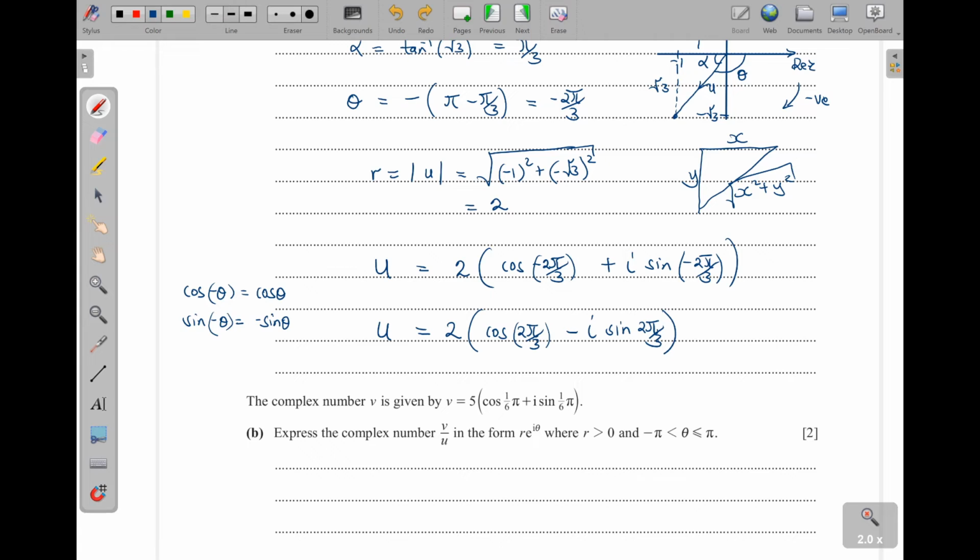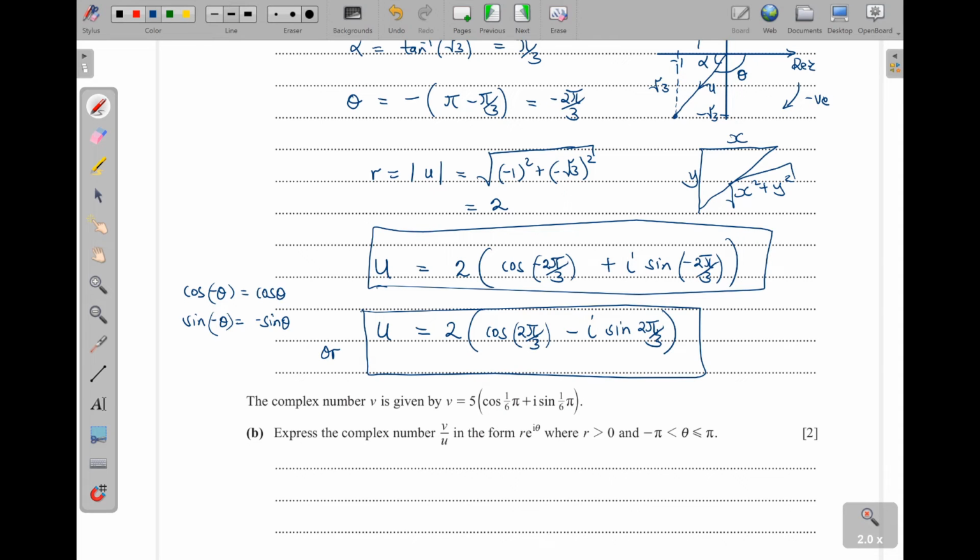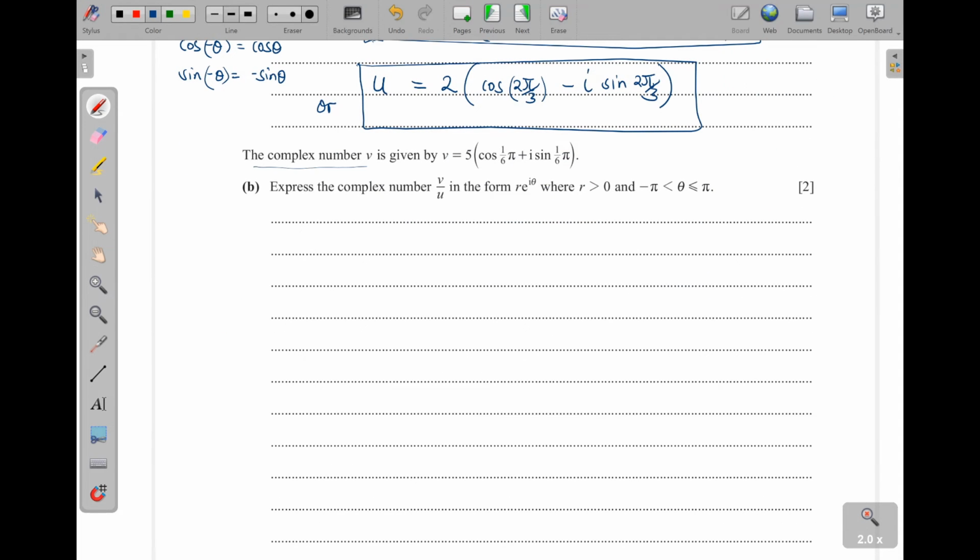It can be this one here or this one here. Then the next one, they are saying the complex number v is given by this. Express the complex number v over u in the form, this one is the exponential form.